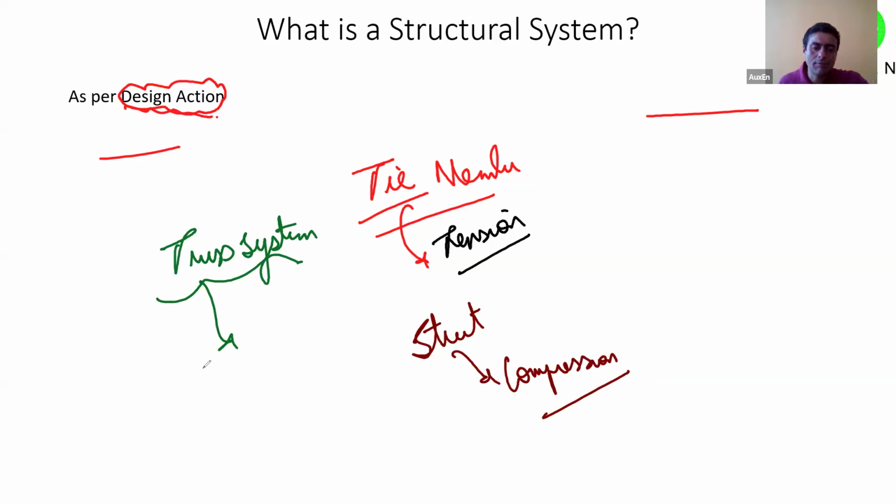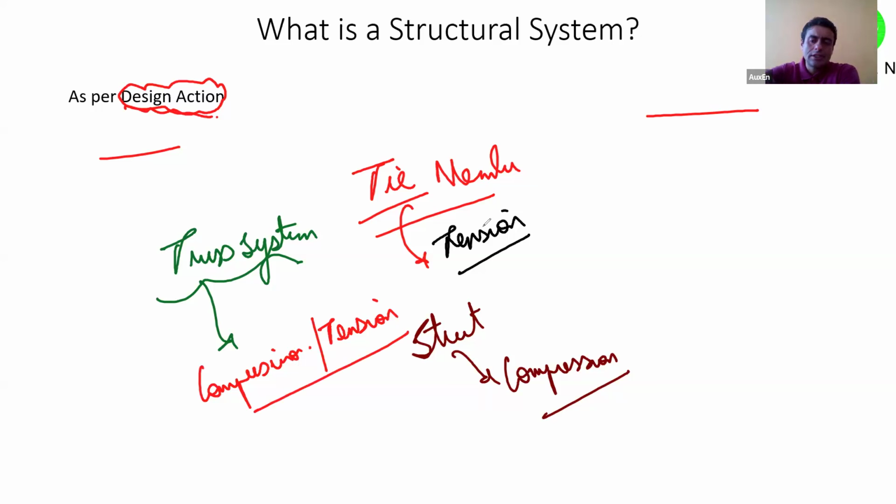If I say that a particular member has been assembled in a truss-like system, we understand that the dominant action, as Mr. George and Mr. Jay are saying, will be axial forces, compression or tension. This does not mean that it will not take moments, but because of the geometry and the configuration, it will mostly be resisting compression or tension.